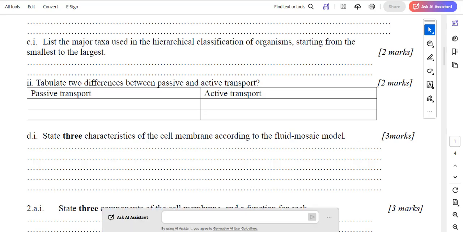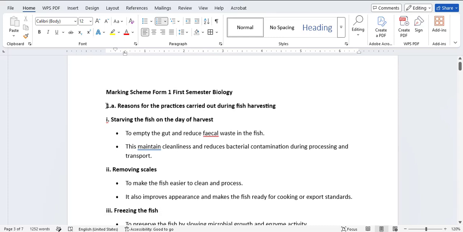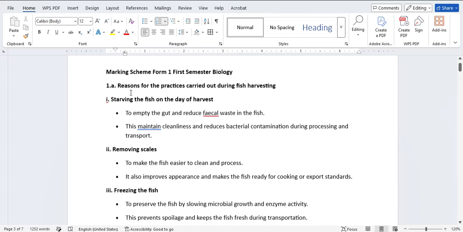So let's look at the answers for this part of the question, paper 2, question 1. So what are the answers? The reasons for the practices carried out during fish farming. Starving the fish on the day of harvest is to empty the guts and reduce fecal waste in the fish. You can also say that this maintains cleanliness and reduces bacterial contamination during processing and transport.